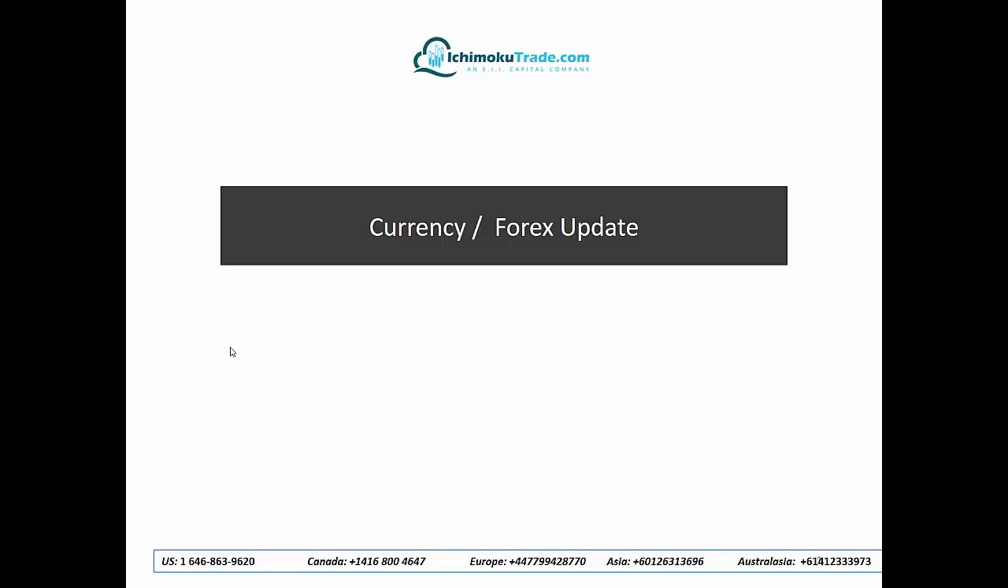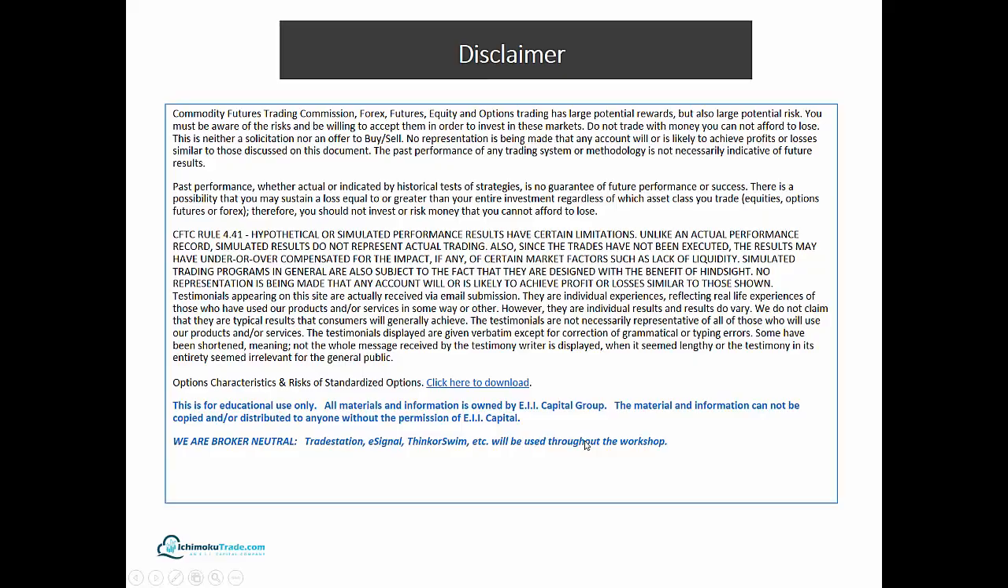This is our global currency Forex update where we're going to go through all the different major currencies, talk about their sentiment, talk about their support and resistances, and so forth. So you could have a good idea on how you should be trading these, both from a day trading, swing trading, or long-term perspective.